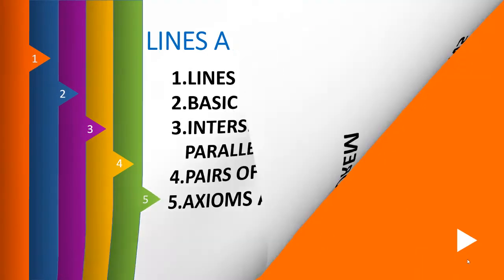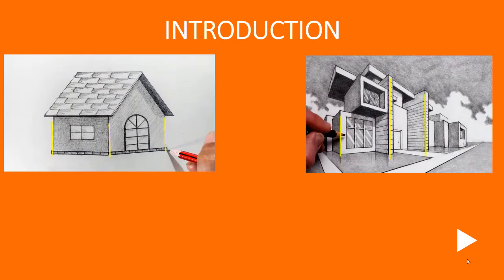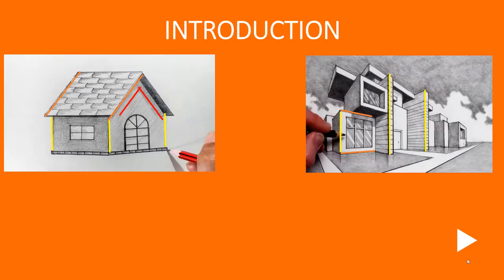Suppose you want to make a model of a hut or a house. You will keep some of the sticks parallel to each other, some slanted, and some forming angles. Without the knowledge of the properties of these lines and angles, do you think you can draw the layout of the hut or the house?